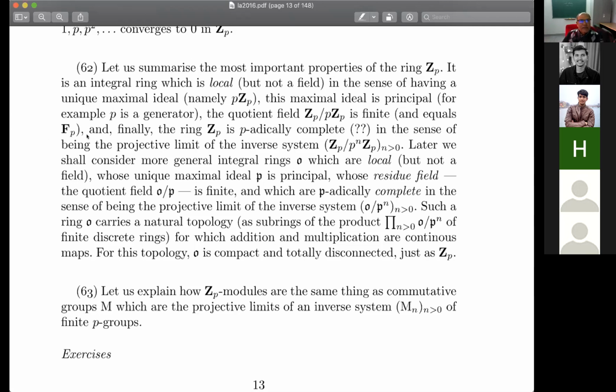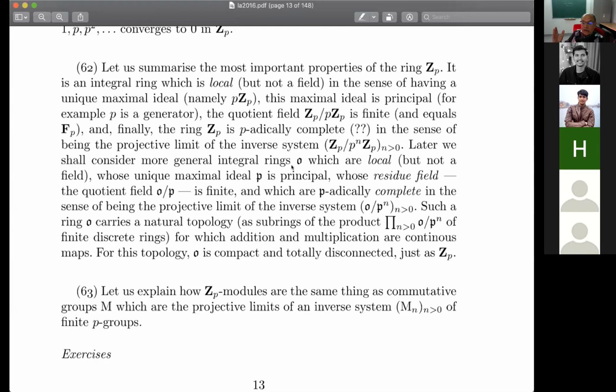Of course, it's generated by p, for example, and it's p-adically complete in the following sense. If I take the ideal generated by p, and take the inverse system given by the powers of that ideal, you take the corresponding quotients and they form an inverse system. The inverse limit of that inverse system is Zp.